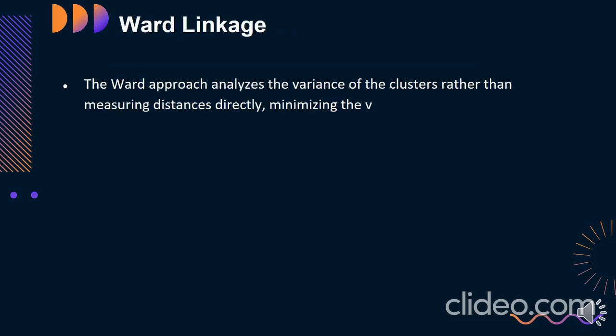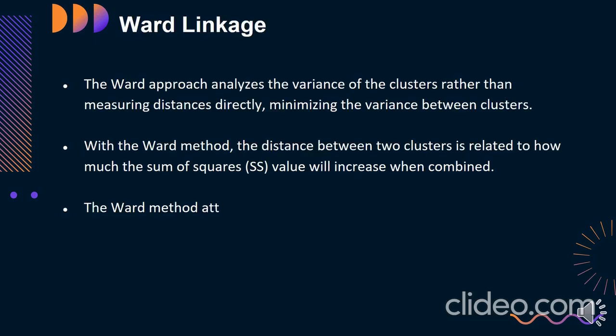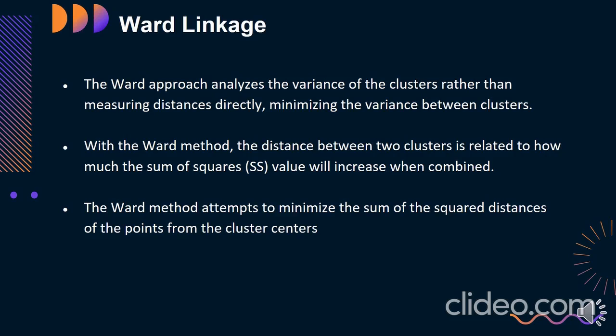The Ward approach analyzes the variance of the clusters rather than measuring distances directly, minimizing the variance between clusters. With the Ward method, the distance between two clusters is related to how much the sum of squares value will increase when combined. In other words, the Ward method attempts to minimize the sum of the squared distances of the points from the cluster centers. Compared to the distance-based measures described above, the Ward method is less susceptible to noise and outliers. Therefore, Ward's method is the preferred method for linkage in hierarchical clustering.